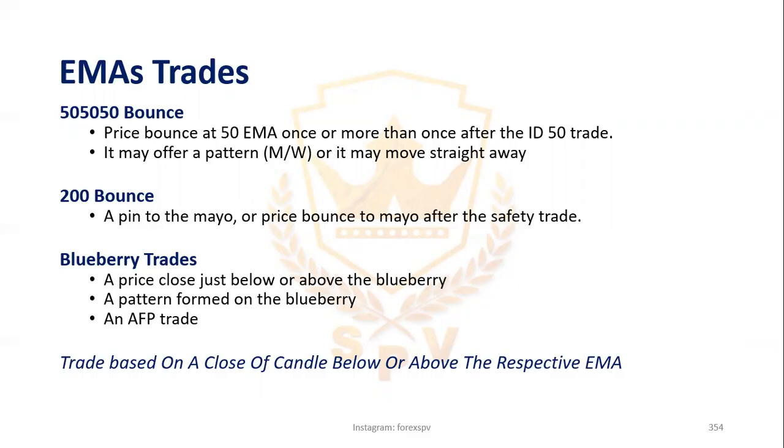We also have the 50-50 bounce trade, which occurs after the ID50. So after the ID50, you might find price bouncing around the 50 EMA once or more than once. Sometimes it may offer a pattern, an M, a W. Then that's the 50-50 bounce trade, and it's usually a type 3 London pattern. And we have the blueberry trade also.